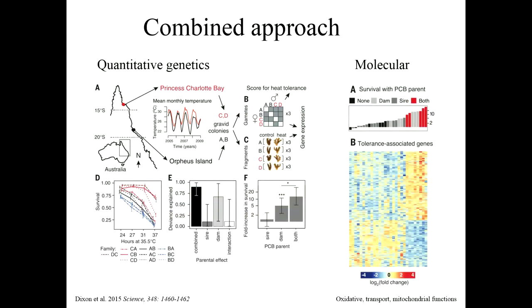Most of the variation in the phenotypic responses is explained by where your parents came from, the combined effects. There's something like 11%, I think it was sire, maybe 60-odd% from the females, and there was an interaction. But the point is they were able to demonstrate that there were likely heritable effects of thermal tolerance as a result of whether you came from Princess Charlotte or Orpheus. And the effects on survivorship are massive. We're talking about tenfold differences in the ability to survive.